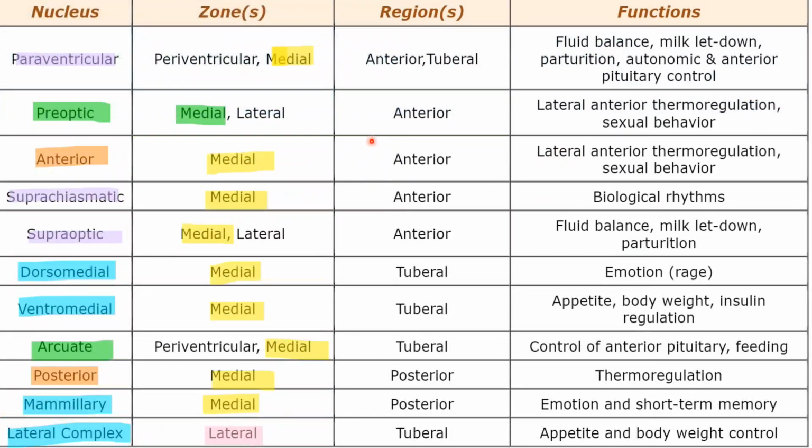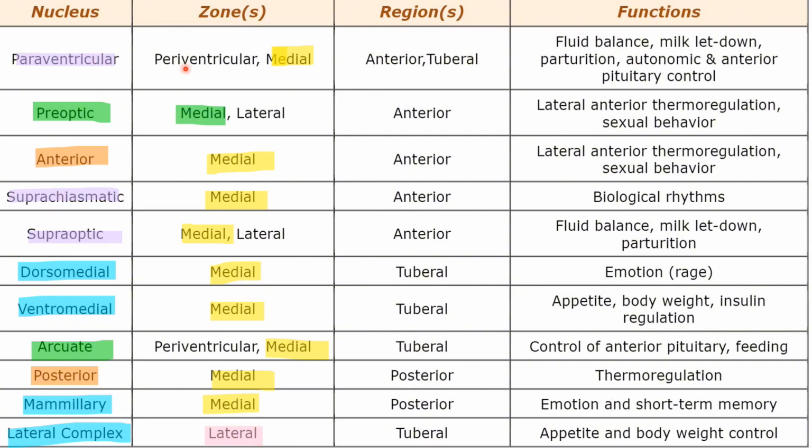So this is the soup of the day: all the nuclei which are present in the hypothalamus, their zone and their function. So first, the paraventricular nucleus. I have given different colors so that you can memorize these as well. The purple color nuclei are the paraventricular, the suprachiasmatic and the supraoptic nucleus. These three nuclei are basically related with the posterior pituitary, so I have given the same color.